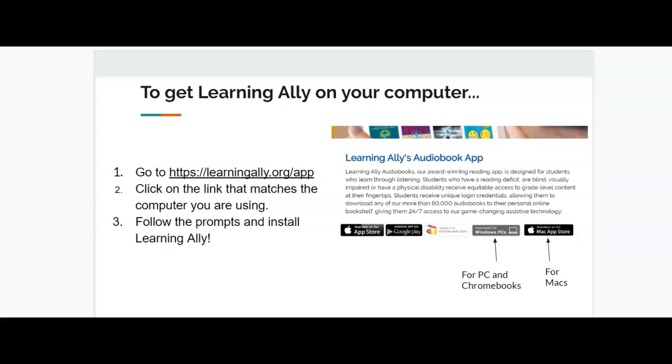To get the Learning Ally app on your computer, you need to go to this website right here, learningally.org/app. You're going to click on the link that matches the computer you're using. Most people at home are using Chromebooks from our school, or they have their own PC at home, so you would click on this link. For anyone that's using a MacBook, maybe you got it from Wagner's school or you already had a MacBook at home, you would use this link. You're going to follow the prompts and install Learning Ally as an app on your computer.